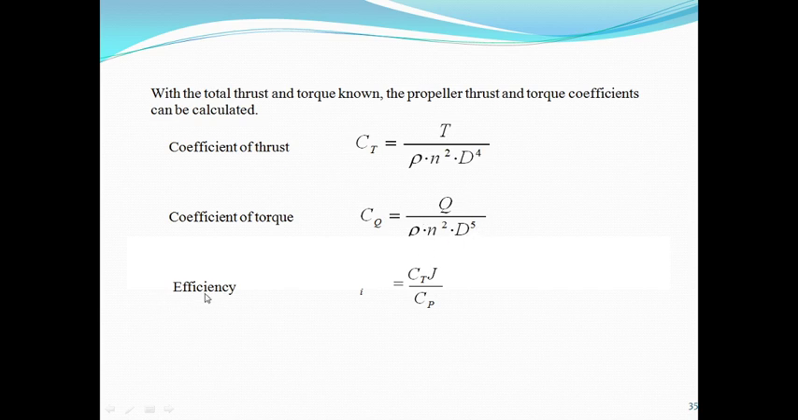And the efficiency is the output by input basically. So that we discussed last time in yesterday's class. This is the output and this is the input. From these two, we will find the efficiency. And here we are using some new term J. I will explain more in the next slide. This is the non-dimensional velocity. I will explain in the next slide.